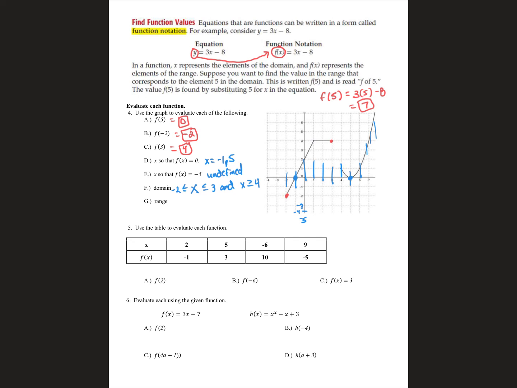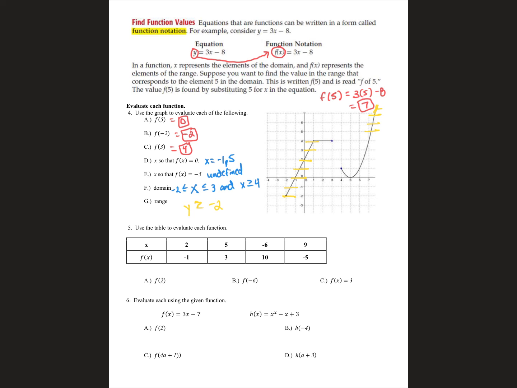And then for my range, let's take a look at this. Again, my range is all my possible y values. We go bottom to top, so -2, -1, 0, 1 is hit, 2 is hit, 3 is hit, 4 is hit, 5, 6, 7, and it keeps going on forever. So all values of y that are bigger than or equal to -2 are included in our range.